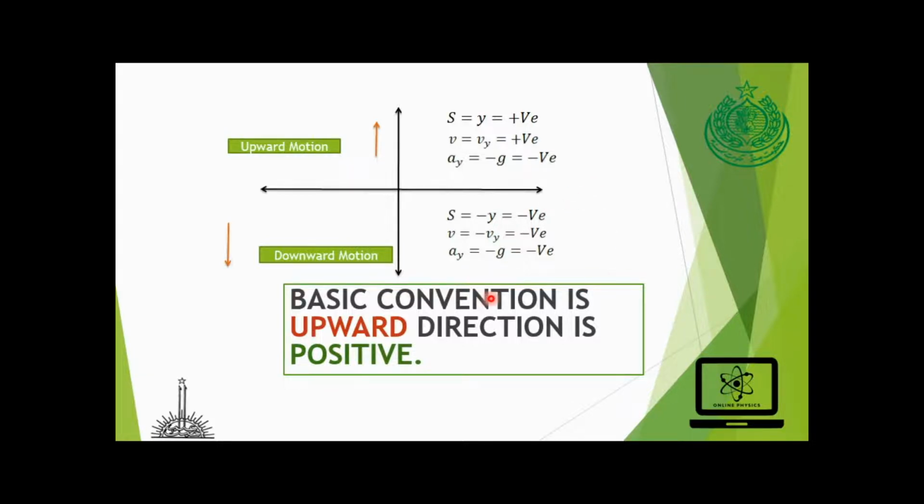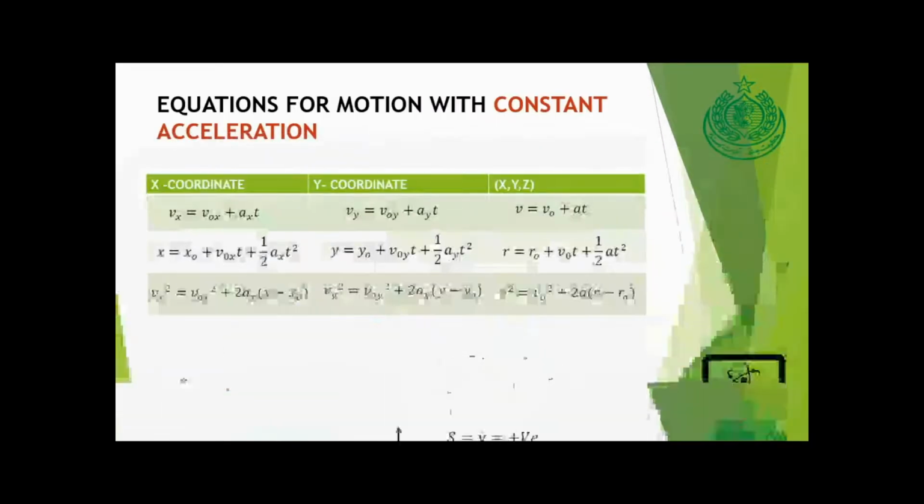So I am taking the upward direction as positive. This is your own choice. If you take upward as positive, of course downward will become negative. If you take downward as positive, then upward will become negative. So this is your own choice. I am taking upward as the positive direction. So displacement is positive upward, negative downward. Velocity is positive upward, negative downward. Acceleration is negative downward because we are talking about the constant downward acceleration.